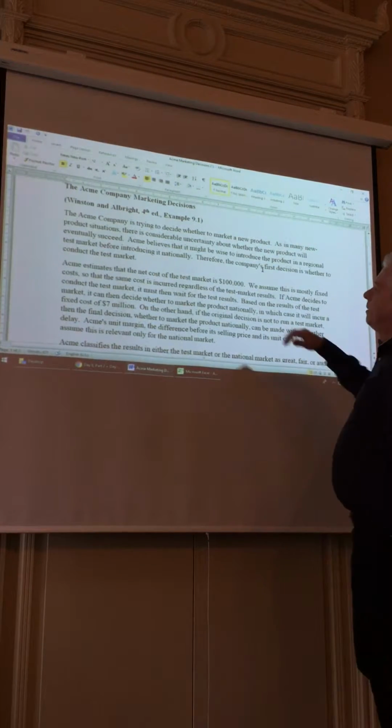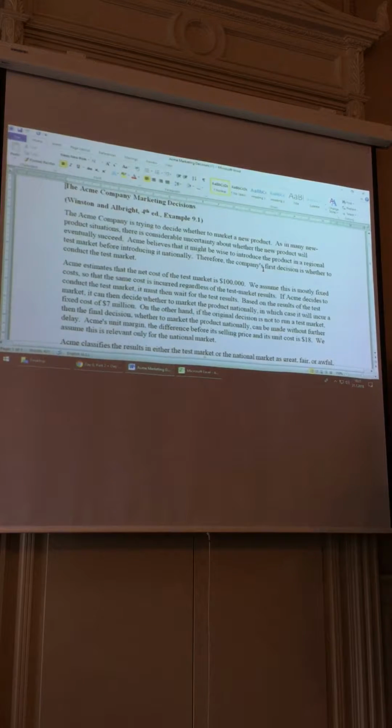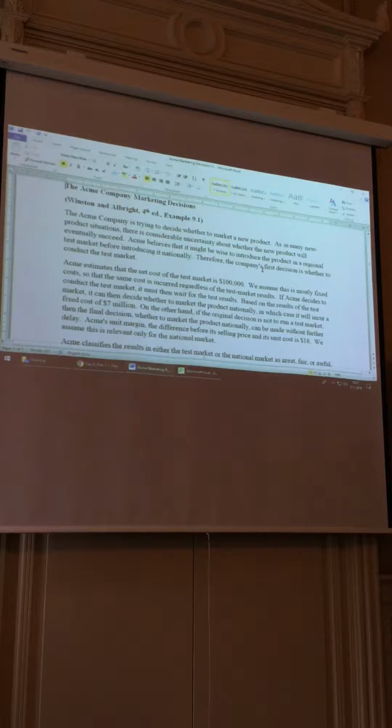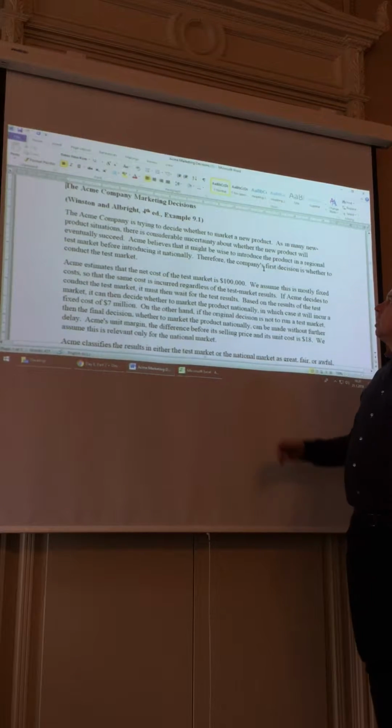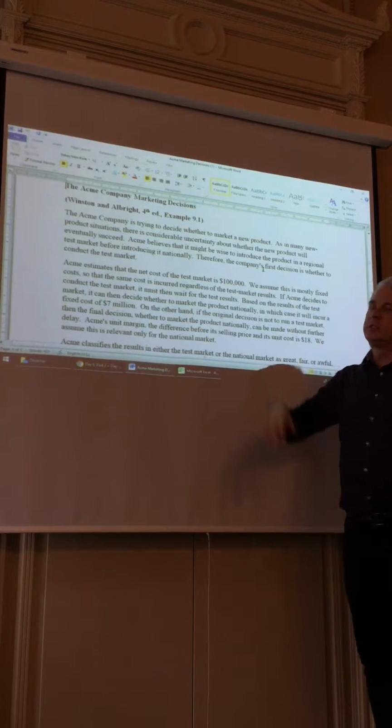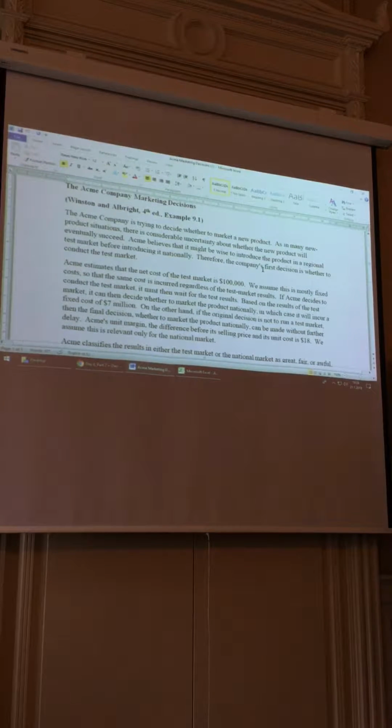They assume the cost of the test market is $100,000, so that's how they collect their data, right? We assume this is mostly a fixed cost, so the same cost is incurred regardless of the test market results. If Acme decides to conduct the test market, they must wait for those results. Based on the results of the test market, it can then decide whether to market the product nationally, in which case it will incur a fixed cost of $7 million. So it's $100,000 for the test market and $7 million to roll out the product nationally.